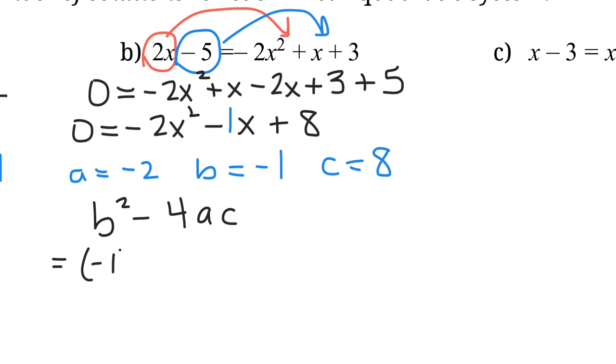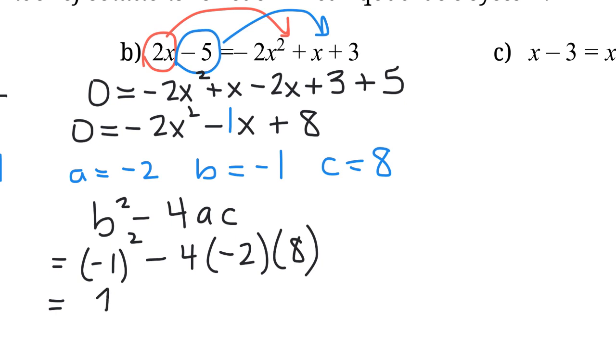So my b is -1 squared minus 4 times my a, which is -2, multiplied by my c value, which is 8. So -1 squared is +1. Okay, and then I have -4 times -2, which is +8. 8 multiplied by another 8 is +64. And 1 plus 64 is 65.